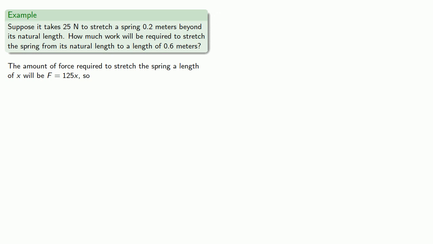So the amount of work is force times distance. So we'll take that force, 125x, and multiply it by a small distance, dx, and then sum those amounts. We go from 0 meters beyond the natural length to 0.6 meters beyond the natural length. And we can do the calculus to get a numerical value.